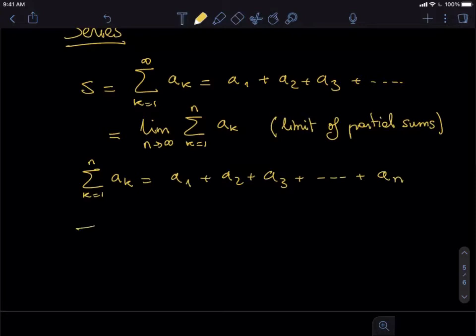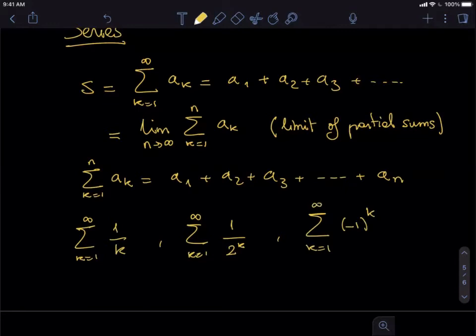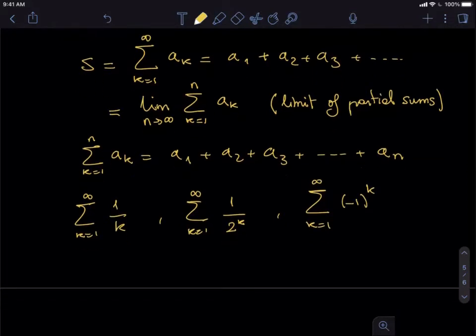Well, of course, some easy examples are the sum from k equal 1 to infinity of 1 over k, or the sum from k equal 1 to infinity of 1 over 2^k, the sum of (-1)^k, and so on. Some of these will amount to a number, some of these will not converge, some of these will just go to infinity or negative infinity, okay? So we need to figure out the conditions of convergence.